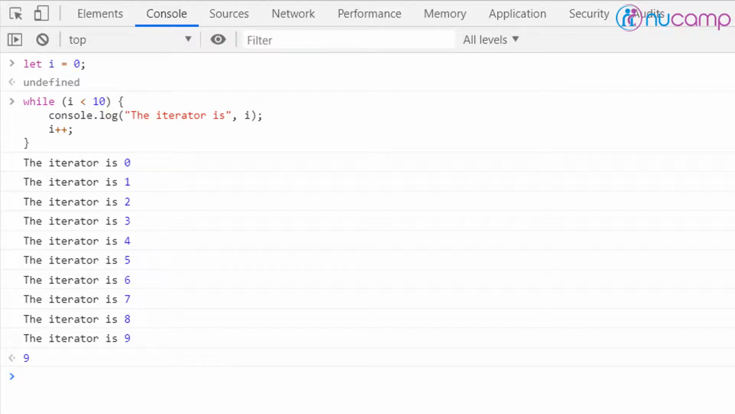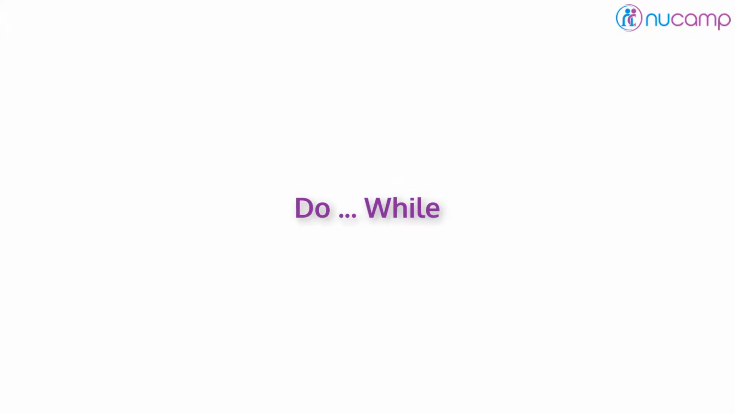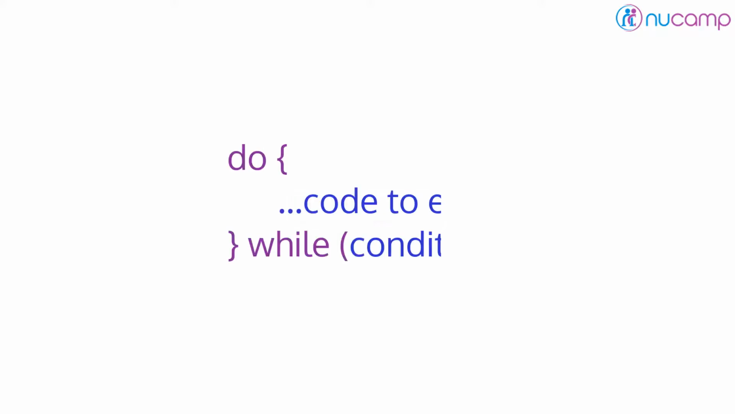I mentioned that there is another variation to a while loop, and it's called a do while loop. Let's take a look. A do while loop will look like this. In this case, we do use a semicolon at the end of the statement since we're not ending with a curly brace. The difference here is that the code inside the do while block will always execute at least once, while the code inside a while block may never execute.